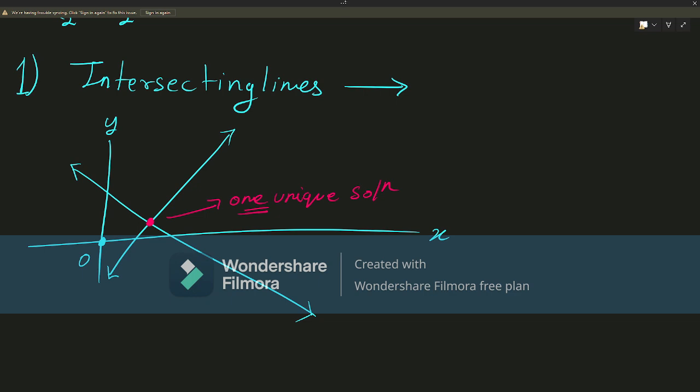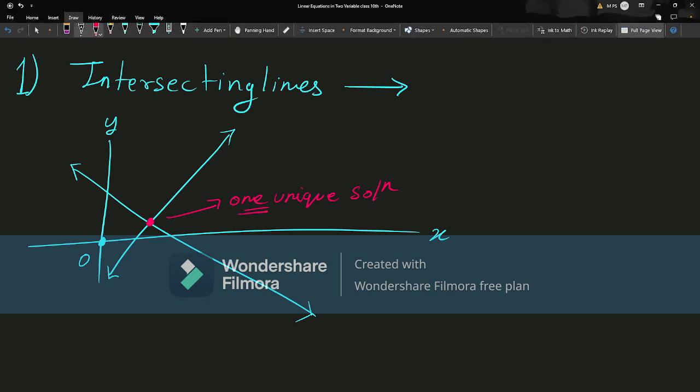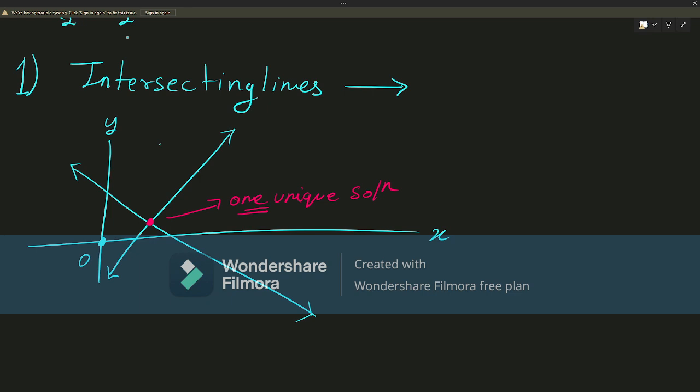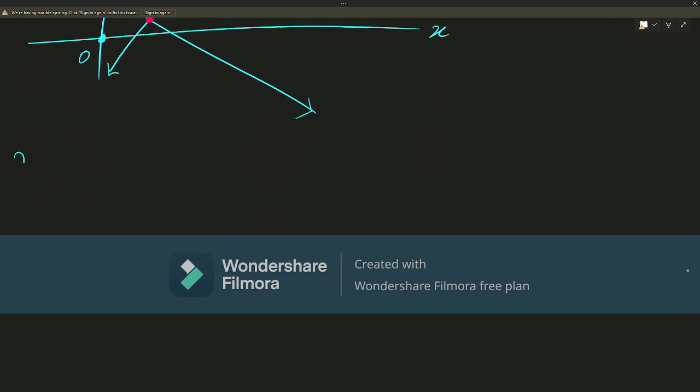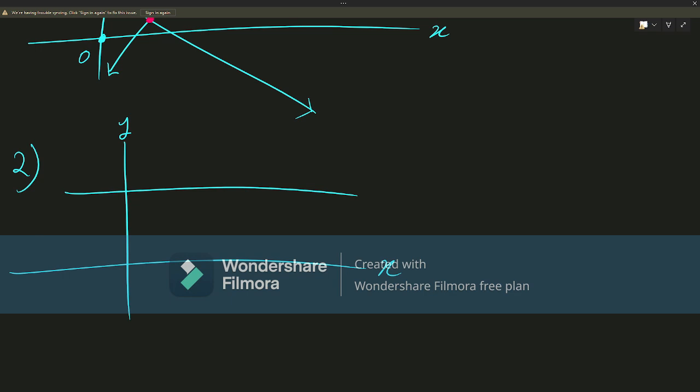Now let's talk about parallel lines. Quite easy, as you know by the name also, the lines are going to be parallel. So let's draw the x and y axes. This is the y axis, this is the x axis. Now, if lines are parallel like this, they are not perfectly parallel to each other, but yes, you get the point.